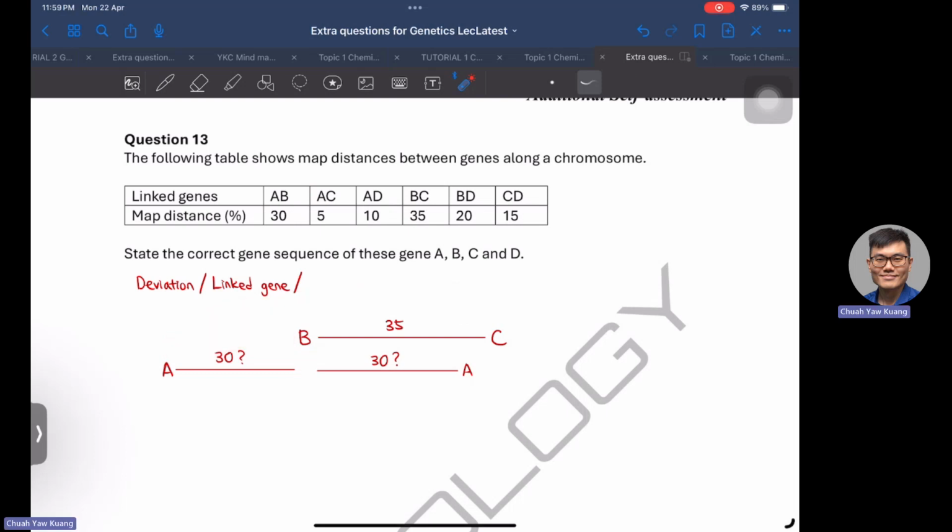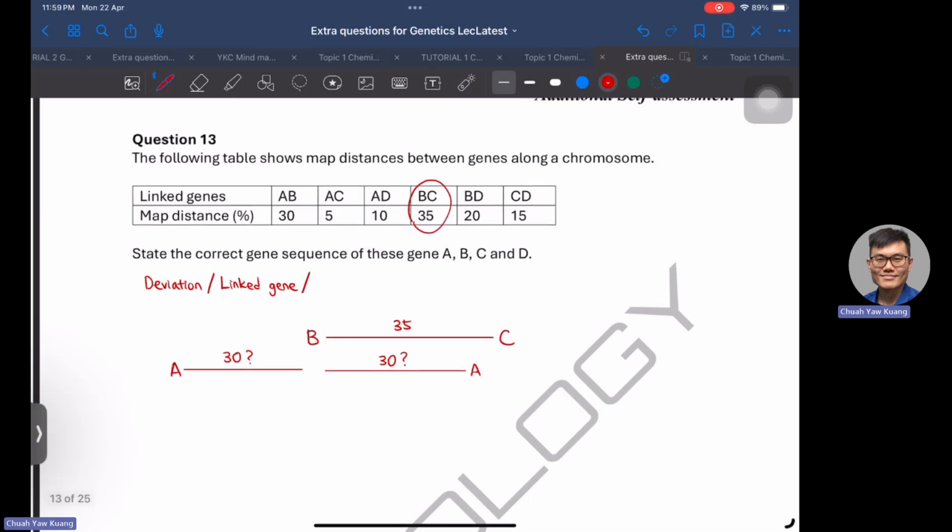So let's see where A and C is. BC is done, AB is done, right? Next we look for A and C. So A and C is here. The distance between A and C is only 5. So that means that the A and C distance is here.